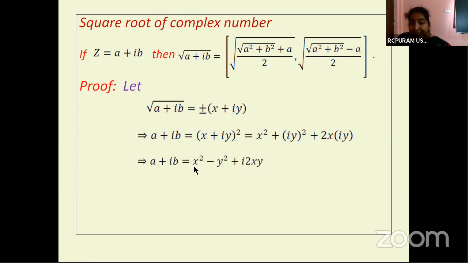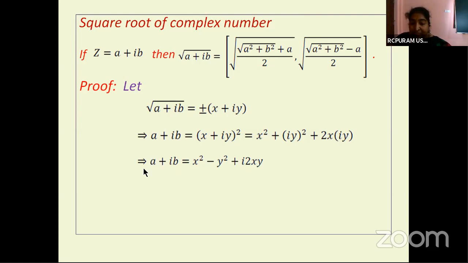A plus IB will be equal to X square. I square is minus 1. So minus 1 into Y square is minus Y square plus I into 2XY. So A plus IB is equal to X square minus Y square plus I into 2XY.